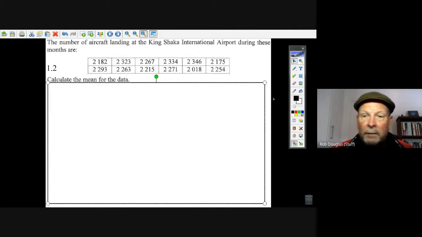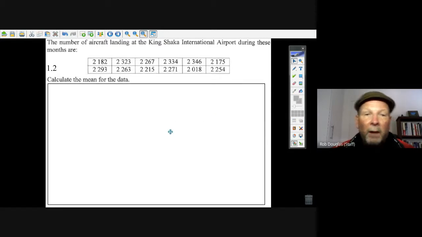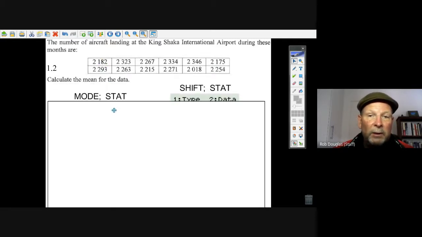The solution. It says calculate the mean. Well, what you have to do, they give you, this is the number of aircraft landing in the King Shaka Airport. There's your 12 months. There's your 12 numbers. Now you want to use your calculator to do this. You could add all these up and divide by how many there are, 12. But it's not as accurate, and you can check it if you do it this way. And this is what you do.